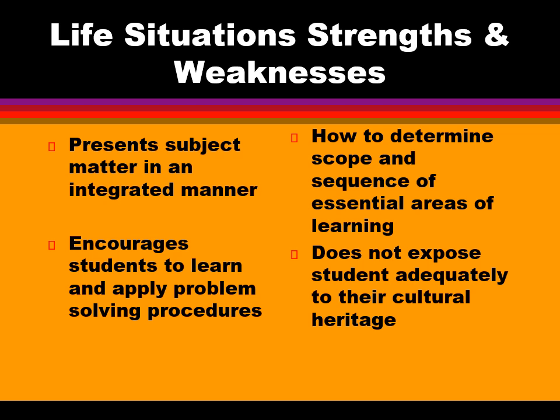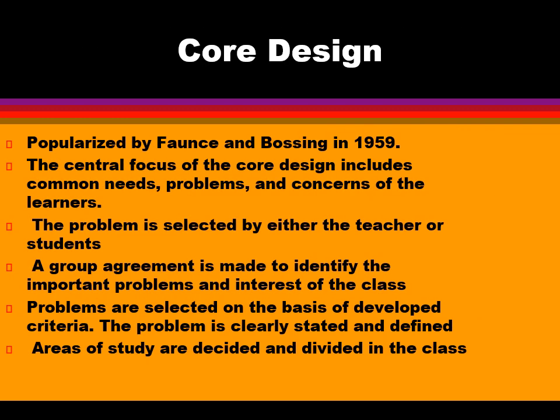But how to determine scope and sequence of essential areas of learning is the biggest question in this kind of design, and it doesn't expose students adequately to their cultural heritage because the past is not considered anywhere. The current life situations are the only curriculum around which the whole design revolves. Then come the core designs.